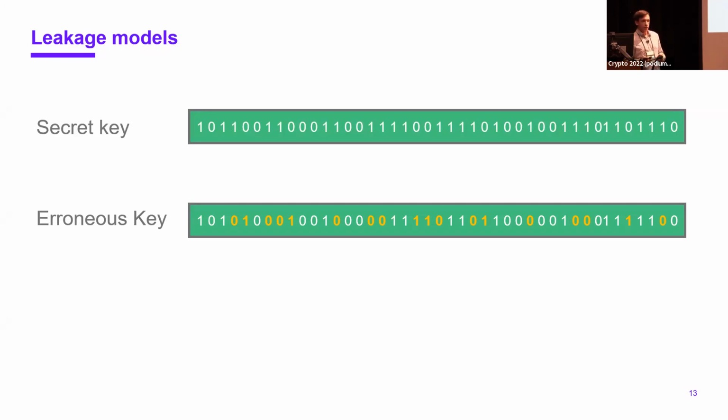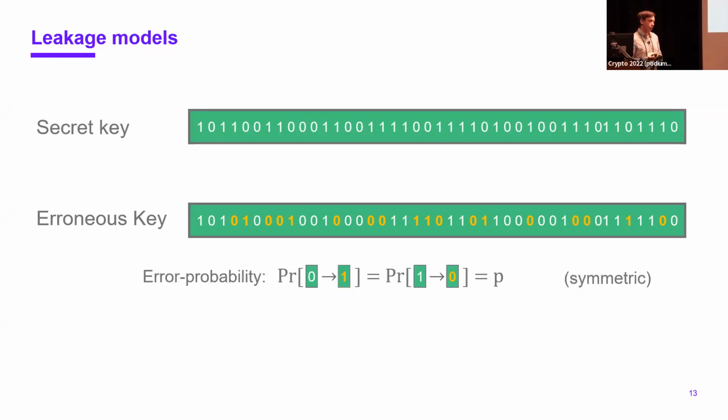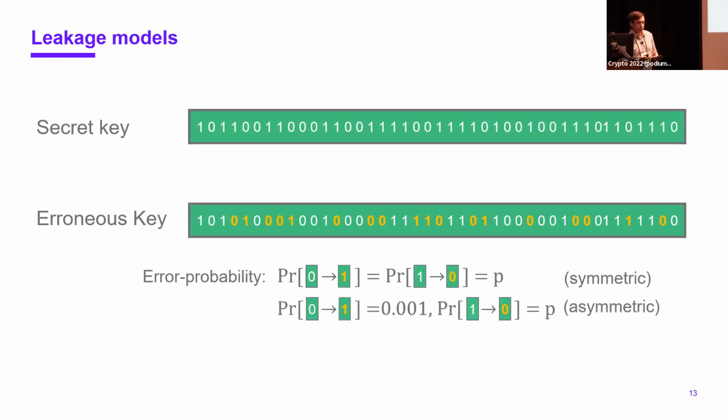And then we differentiate two submodels, where we have one symmetric model where a 0 flips to a 1 with the same probability as a 1 flips to a 0, and one asymmetric model where one of the probabilities is very small and the other is ranging over different values. And this is the asymmetric model, and it's basically motivated by some physical observations.